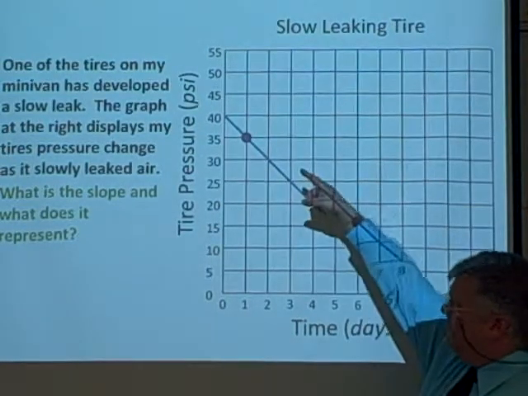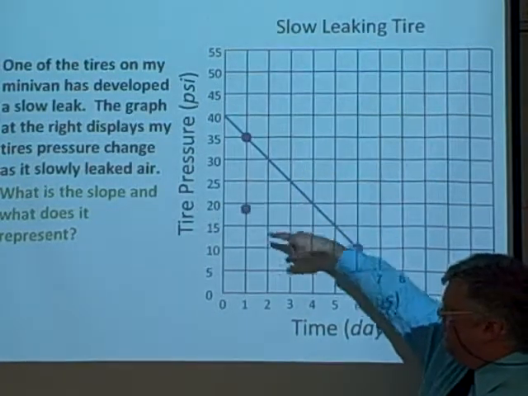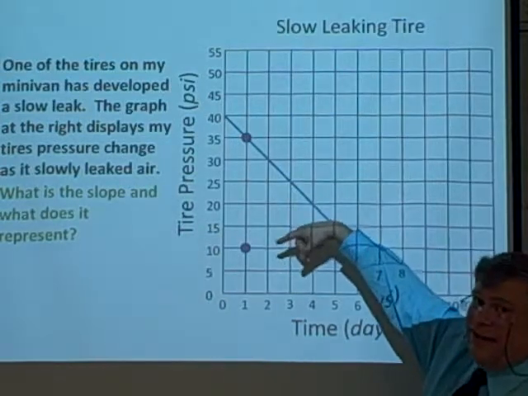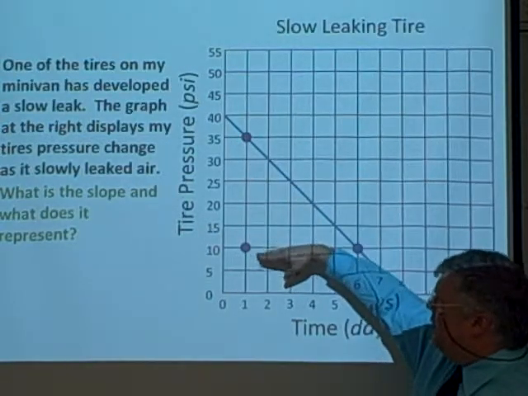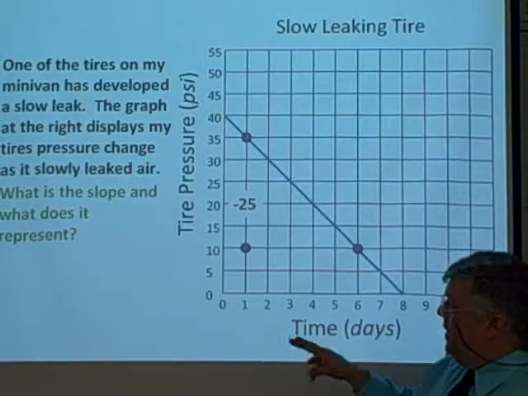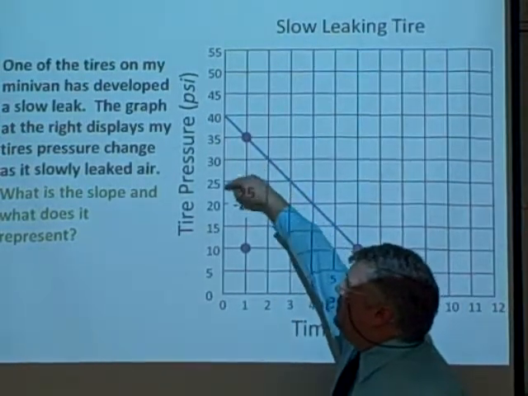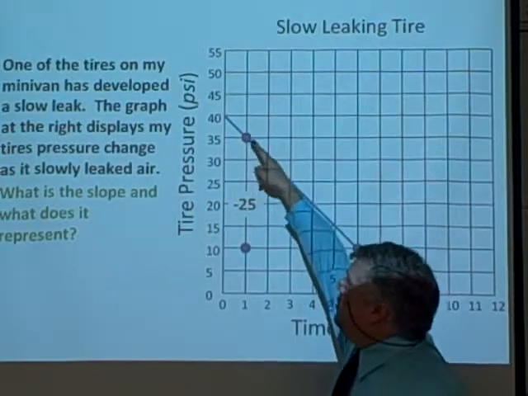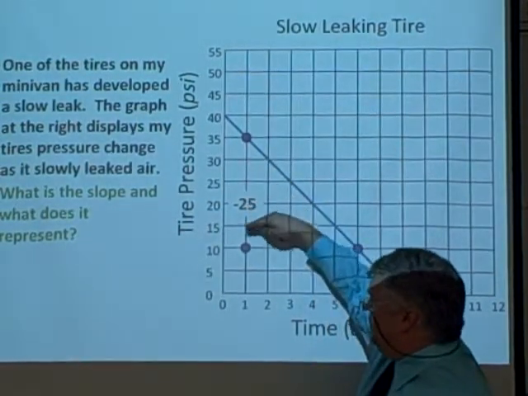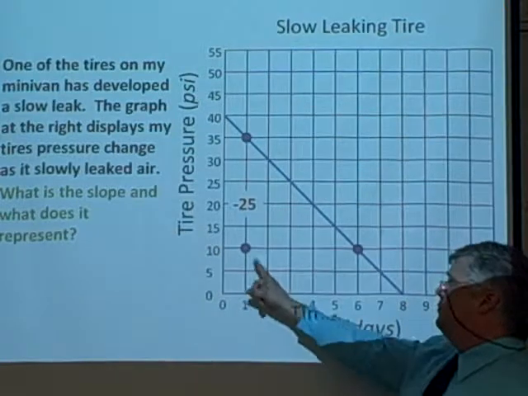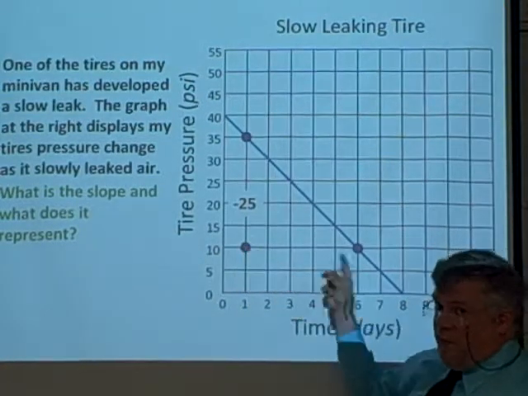So starting from that point, I want to do the rise, which in this case is going to be negative because I have to go down. So I got negative 25 rise. Why is it 25? Because I'm counting by 5s here. See, the interval here is 5s, not 1s. So it's 5, 10, 15, 20, 25 down. And the rise over the run is the slope.